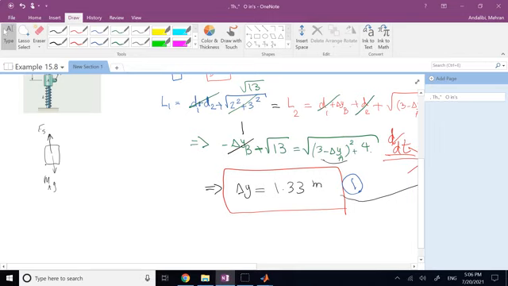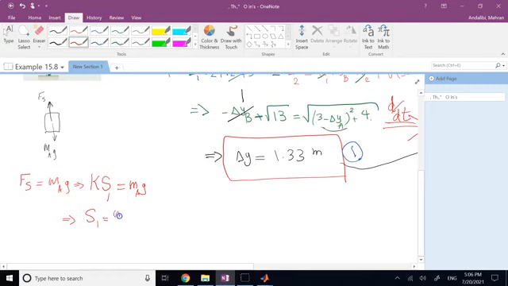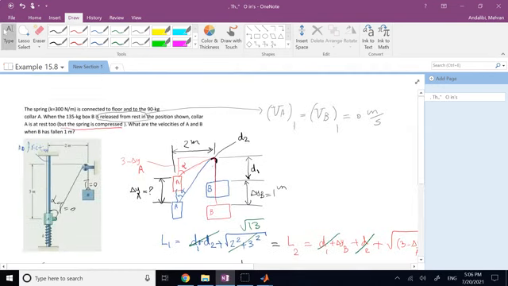So this is in position 1. In position 1, you clearly see that the spring force has to be equal to mAg for balance. And the spring force, as you know, is K times S1, where S1 here is the initial elongation, or you can say delta L1 of the spring in position 1. This is equal to mAg. Therefore, the initial elongation S1 is mAg divided by K. And here the K is 300.